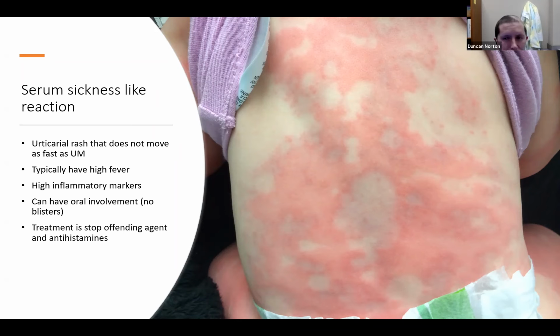These kids typically look sick. They have high fevers. They have high inflammatory markers. This one can have oral involvement. They don't typically have sloughing of their oral involvement. There's no blisters or anything like that. It's just more edema than anything. So that can help you differentiate that from EM and Stevens-Johnson. The treatment of this is stop the offending agent and give antihistamines, and this will resolve over a few days to weeks. If you're confused yet about these 3 diagnoses, don't worry.